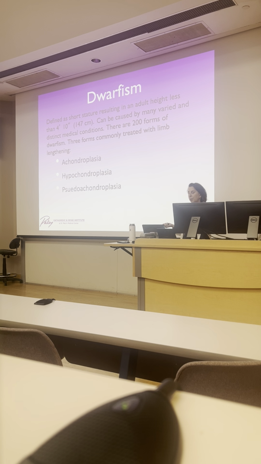Okay? So achondroplasia is the most common. Hypochondroplasia is less severe, and pseudoachondroplasia is quite severe. That comes with a lot of deformity. Folks with achondroplasia, the most common one, typically have a normal length trunk, and the extremities are shorter. Folks with hypochondroplasia tend to be more proportioned, and pseudoachondroplasia comes with all sorts of deformities and often scoliosis. Folks with achondroplasia often develop spinal stenosis.